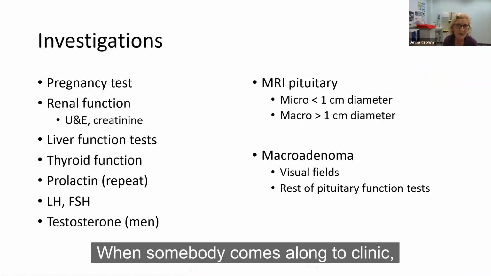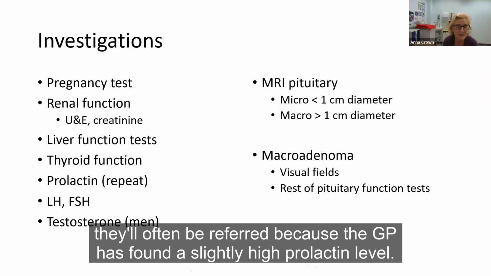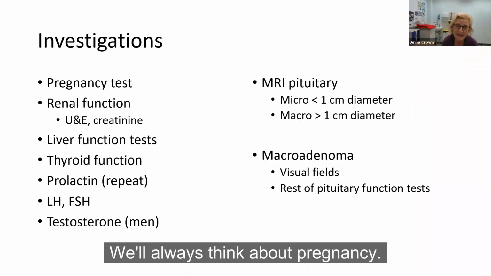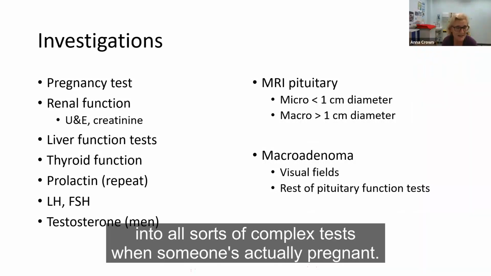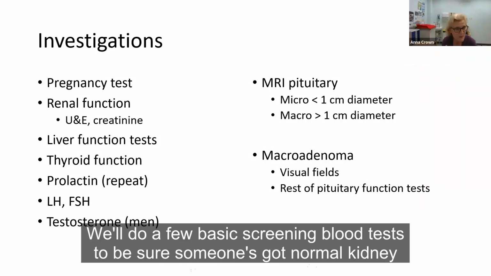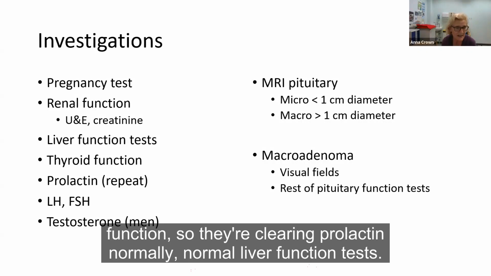So when somebody comes along to clinic, and they'll often be referred because the GP has found a slightly high prolactin level, we'll always think about pregnancy. We don't want to be caught out getting into all sorts of complex tests when someone's actually pregnant. We'll do a few basic screening blood tests to be sure someone's got normal kidney function, so they're clearing prolactin normally, and normal liver function tests.